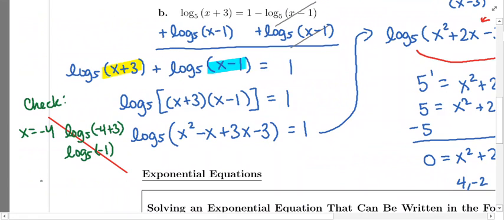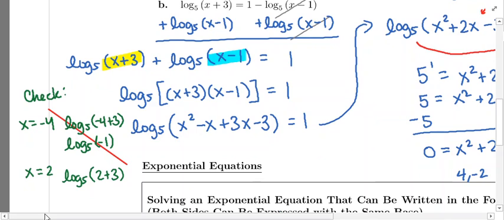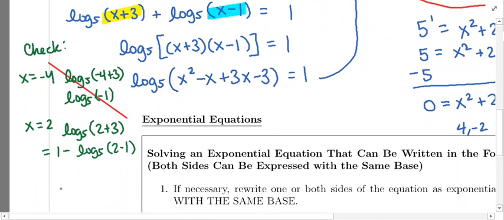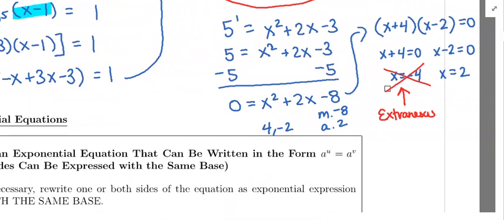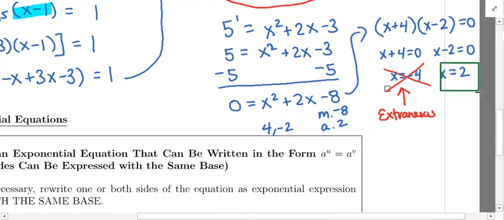Now let's check positive 2. If x is positive 2, I'm going to get log base 5 of 2 plus 3 is equal to 1 minus log base 5 of 2 minus 1. So this is going to be log base 5 of 5 is equal to 1 minus log base 5 of 1. You're taking logarithms of only positive numbers, so that's cool. That means your only solution to this particular equation is x equals 2.